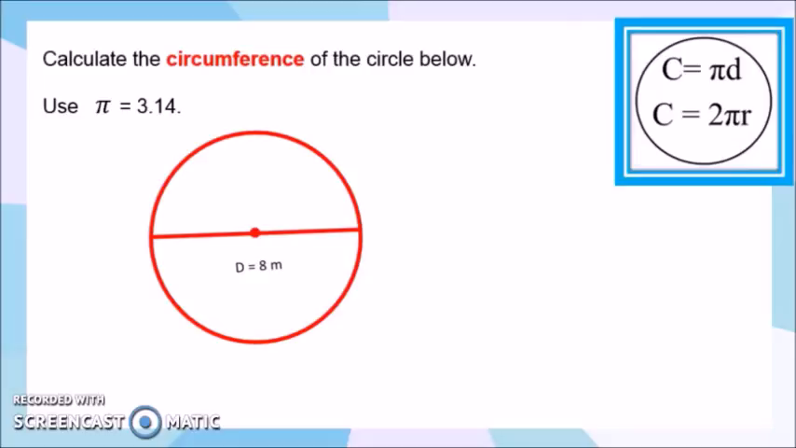In this example, we know the diameter, so we choose the formula c equals pi times d. Then we fill in the values for pi and for d. Pi is 3.14 and the diameter is 8. So the circumference is 25.12 meters.